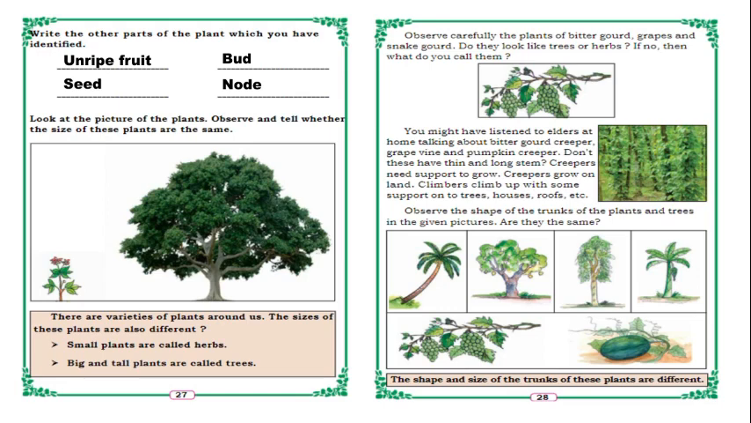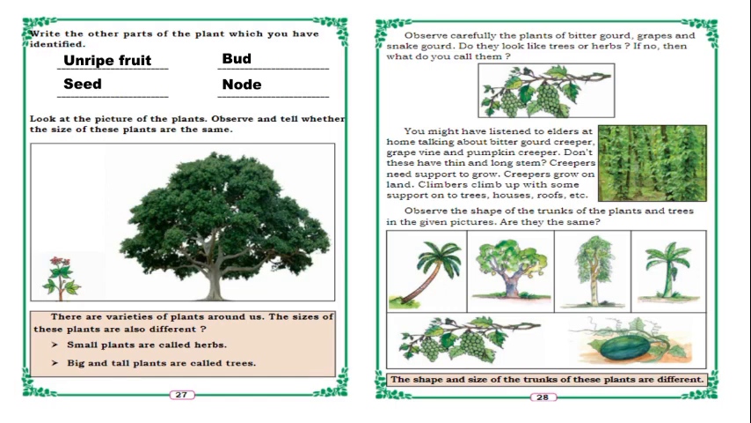So grape, what type of plant is it, children? Grapes? Yes, you are correct. It is a climber. It comes under the group of climbers. So the grape plant needs support to grow. You might have listened to elders at home talking about bitter gourd creeper, grapevine, and pumpkin creeper. Don't these have a thin and long stem? Isn't it? Don't they, children?